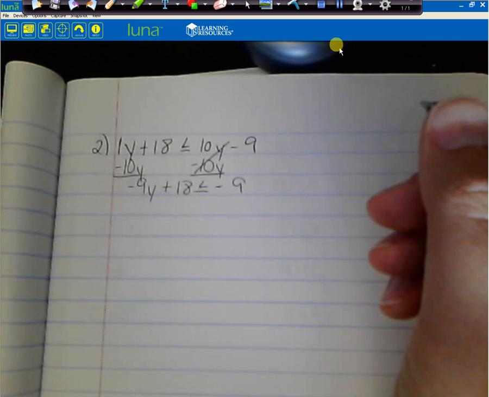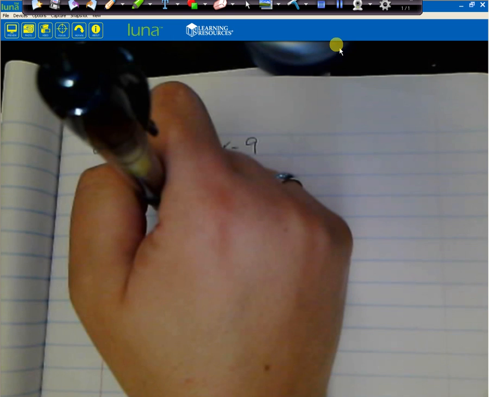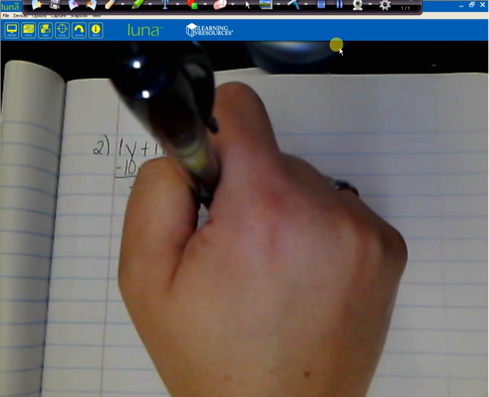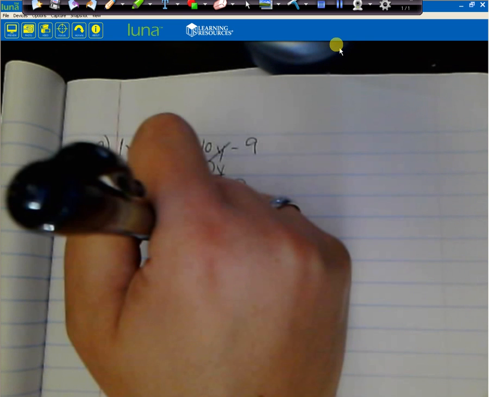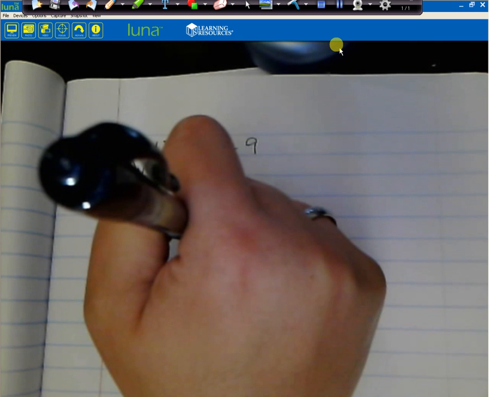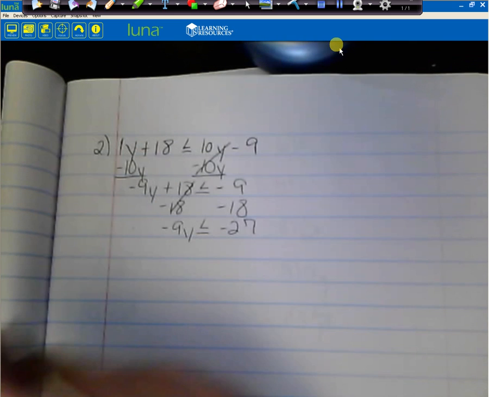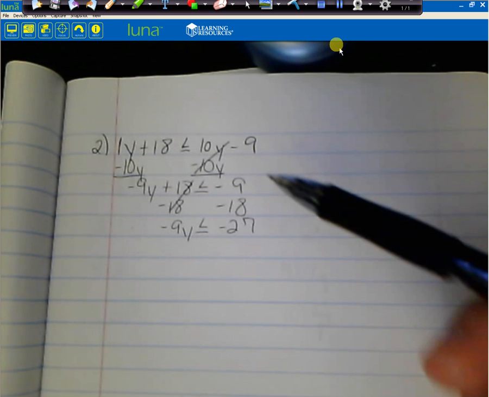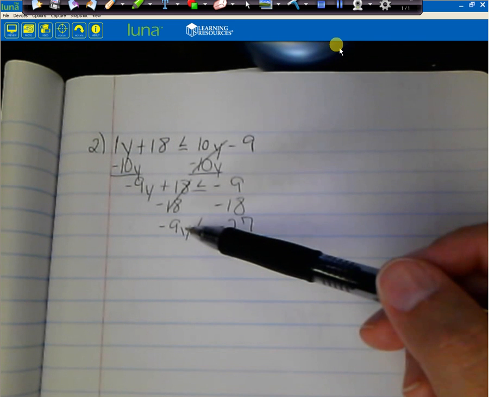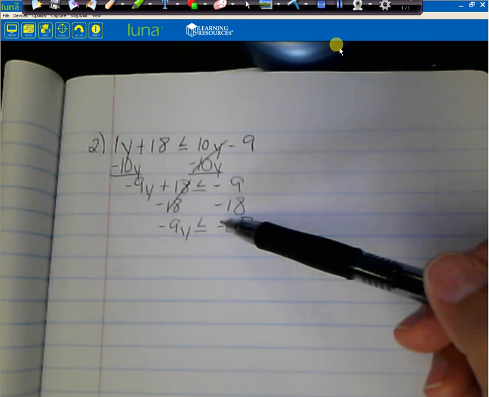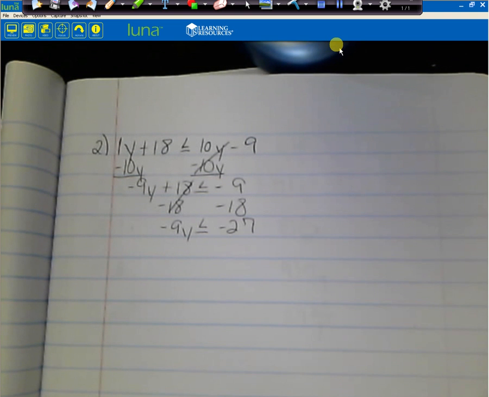So I'm going to move the 18 first. It's positive 18, so I'm going to subtract 18 from both sides. So I subtracted 18 from both sides. I brought down my negative 9y is less than or equal to negative 27, because negative 9 minus 18 is negative 27.